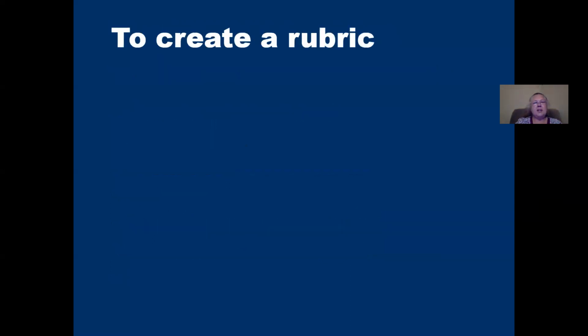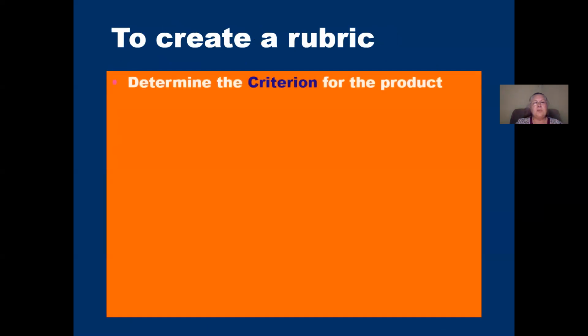Okay. Now, we're going to move into how to create a rubric. I'll end this video and bring up another one so that we can have just short video clips on some things. But first off, you need to determine the criteria for the product. What are some pieces that you want to look for? Now, you're going to pick more than just one piece to look for.